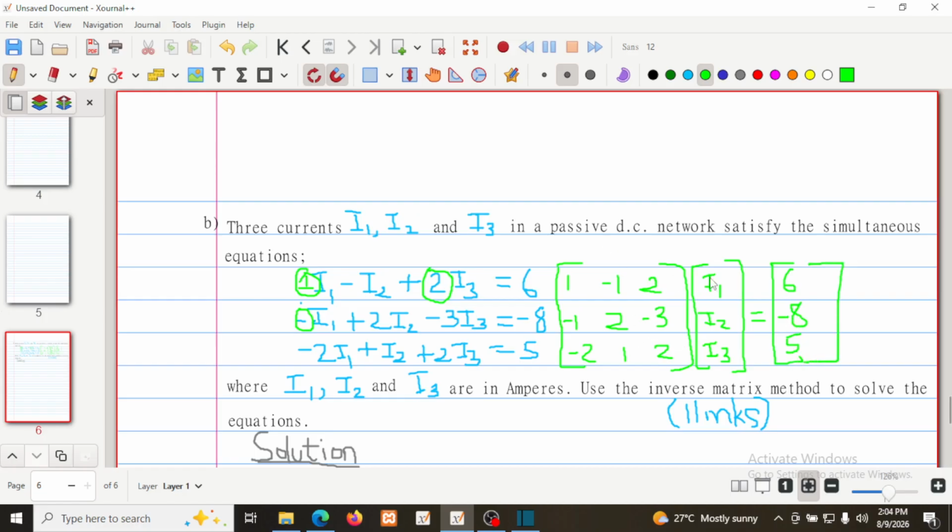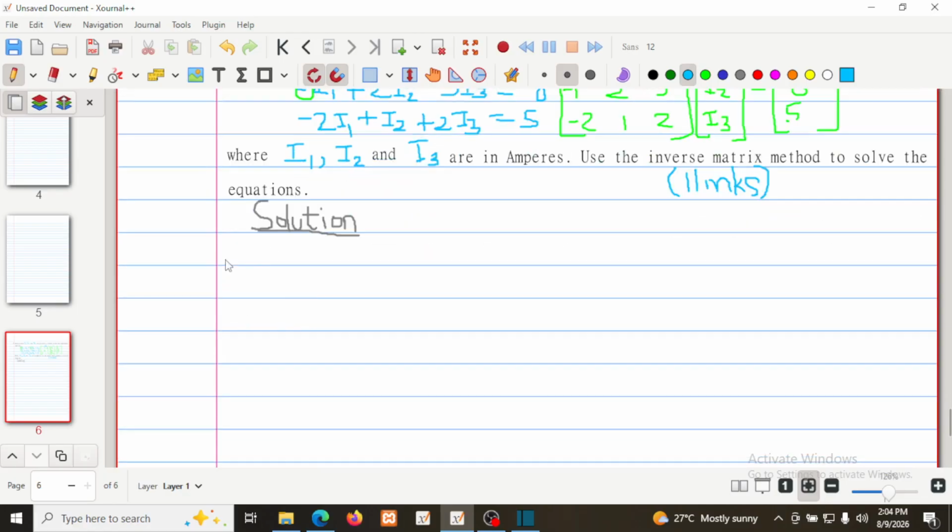So we have to find the inverse of this matrix here. Let me call it matrix A. So if I write, we have A, the matrix with rows 1, negative 1, 2; negative 1, 2, negative 3; and negative 2, 1, 2. This is the matrix whose inverse we need to find.